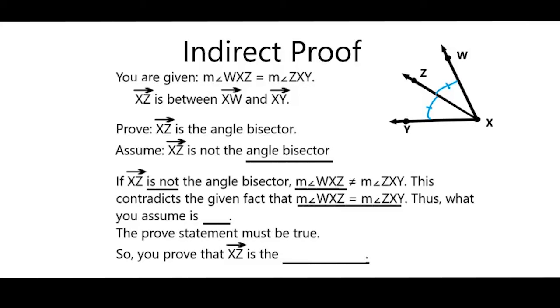Thus, what we assume, what did we assume? We assume that ray XZ is not the angle bisector. But if that were the case, then these two would not be the same measure. But we know that these two angles have the same measure. So what we assumed is false. Now, because that's false, the proof statement, it must be true. So you prove that ray XZ is the what? Well, it's the angle bisector. And this is how you write an indirect proof.